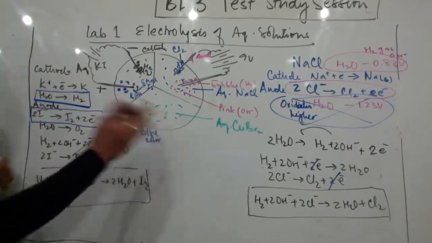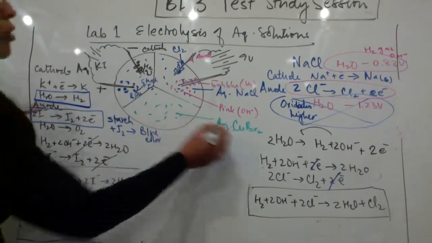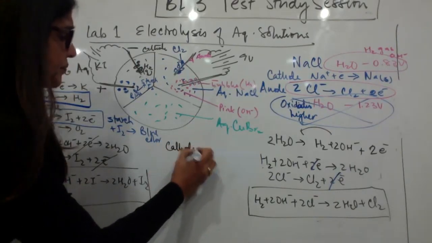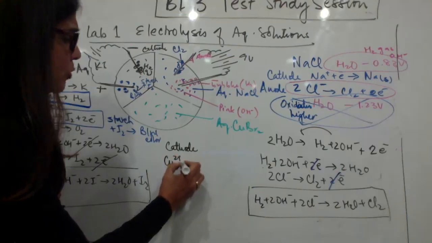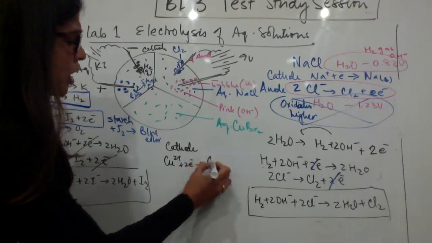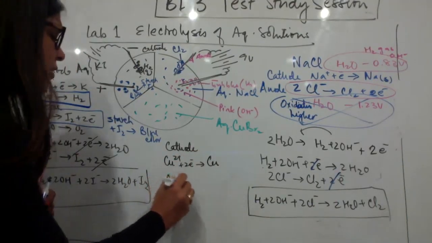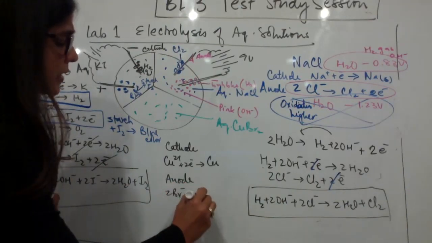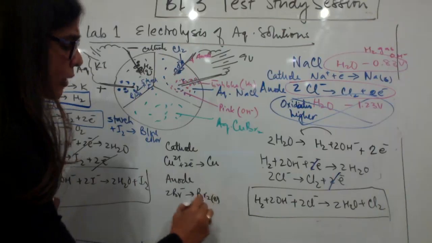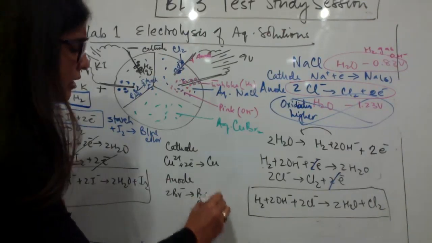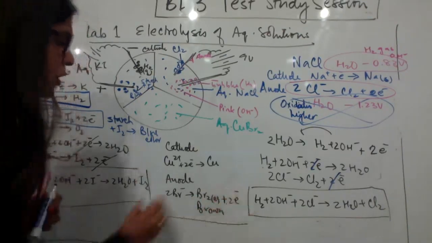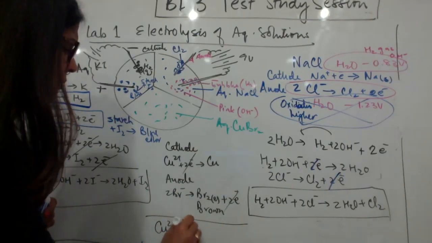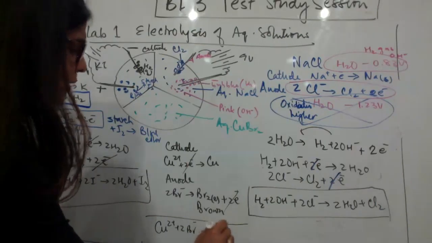And the third you can write on your own, but I'll tell you what you were supposed to see. So on cathode, copper 2 plus gets reduced to form copper, and on anode, bromide gets oxidized to form bromine liquid, which is brown in color, and 2 electrons. So the overall reaction is Cu2+ + 2Br- gives you CuBr2.